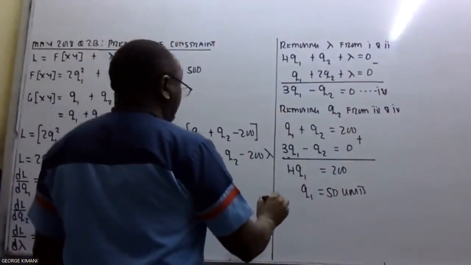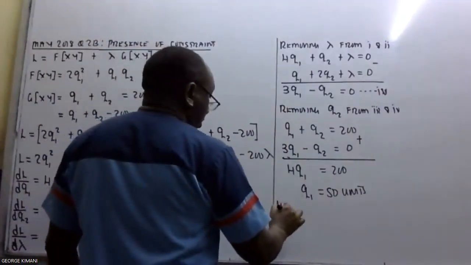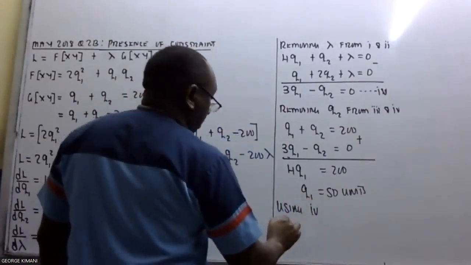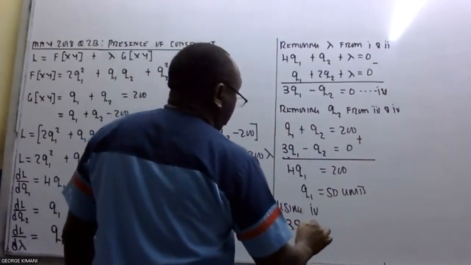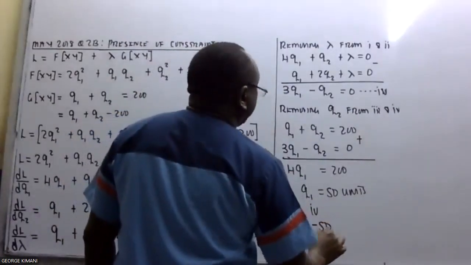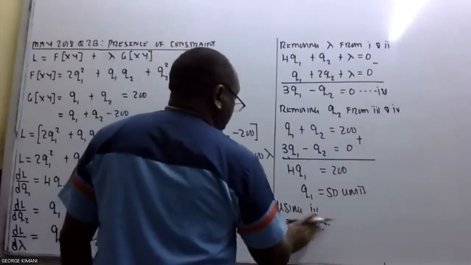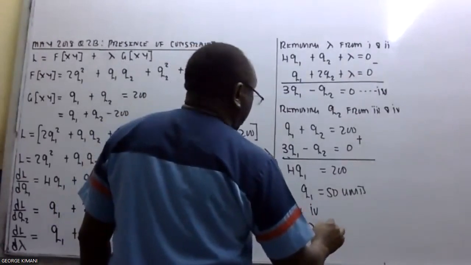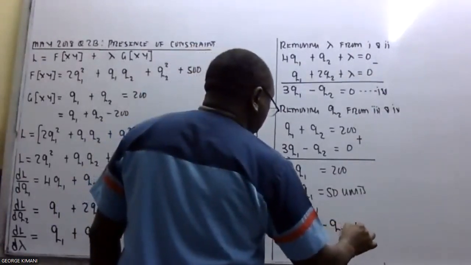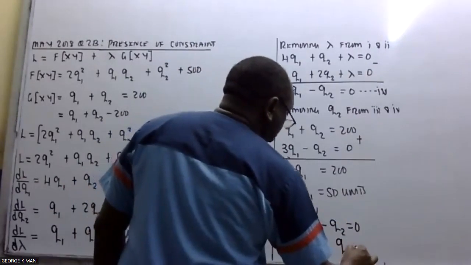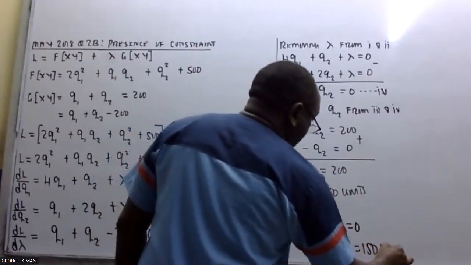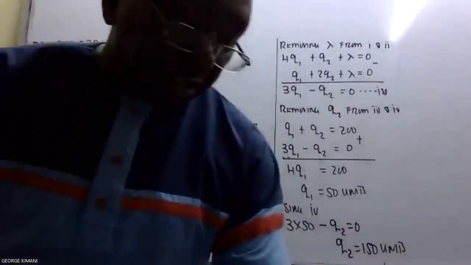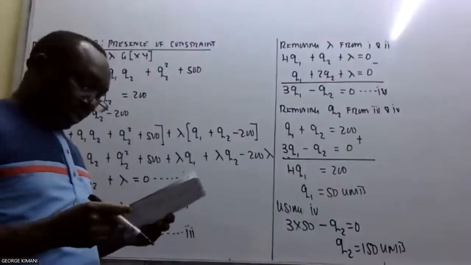Then using equation 4, we will say 3 times 50 minus Q2 is 0. So it means that Q2 must be 150 units. That is the answer. Those are the answers that are required.